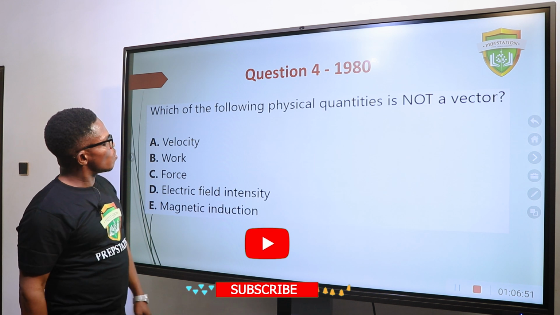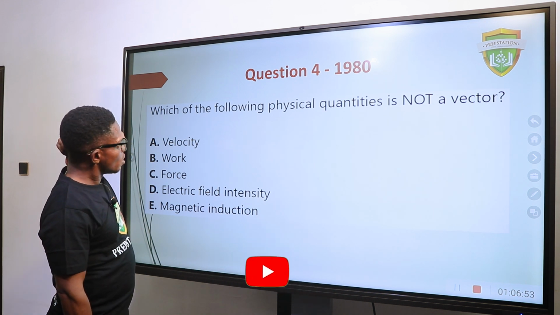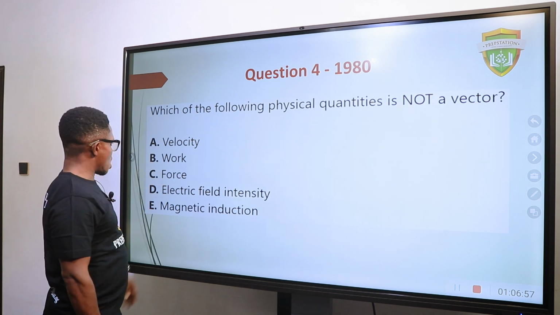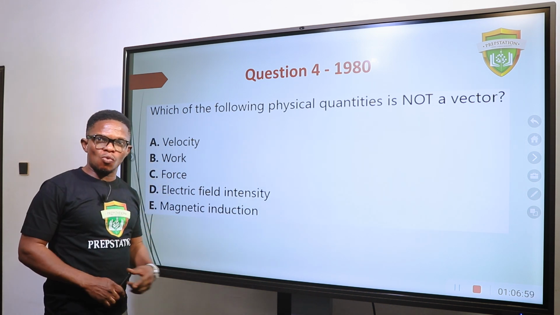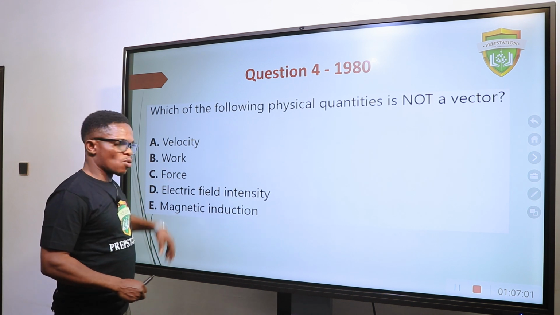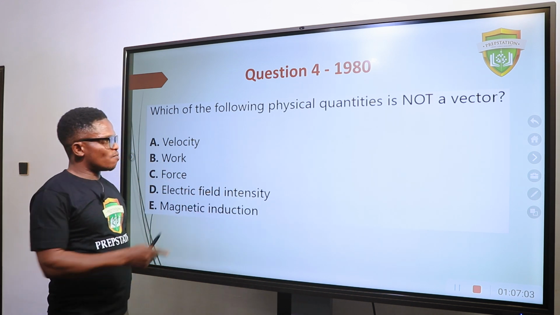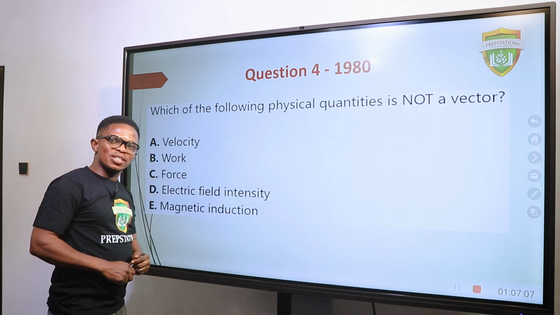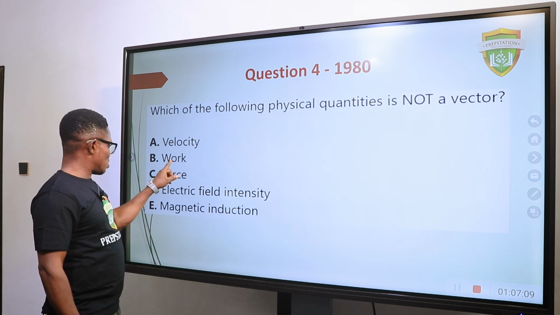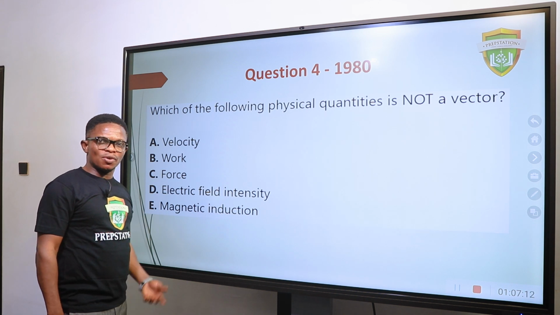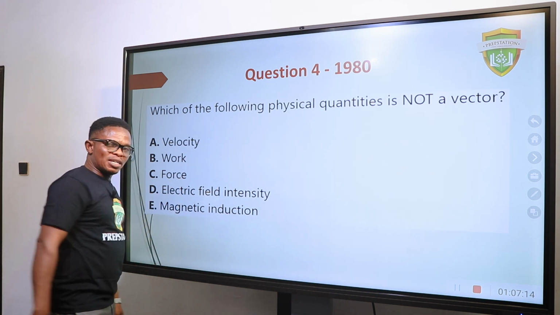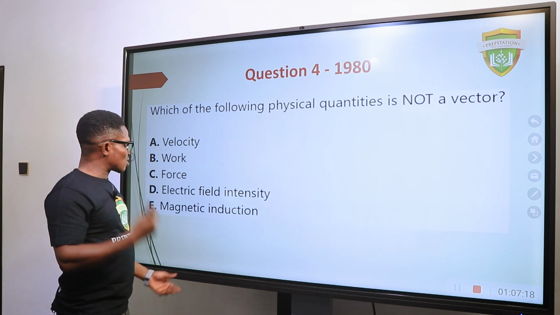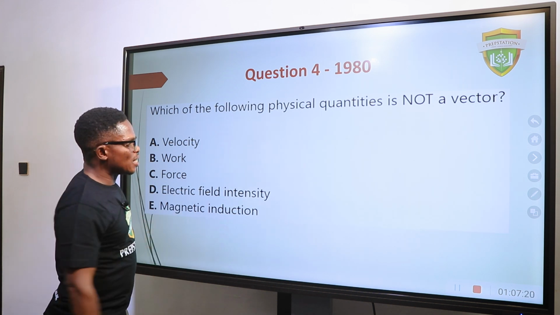All right, so we're on the fourth question. Which of the following physical quantity is not a vector? Okay, I told you the answer is work. Why is the answer work? Because vector quantities are characterized by what? Magnitude, unit, and direction. So this does not have direction. For example, heat energy is a scalar quantity. Okay, it has no direction. Heat can flow in any direction.